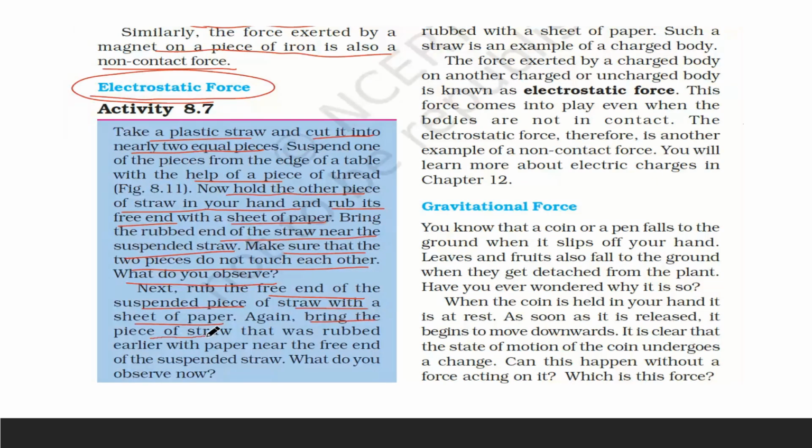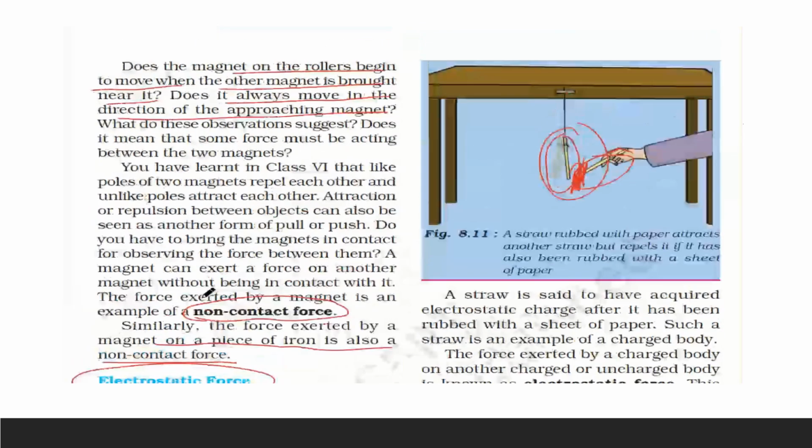Again, bring the piece of straw that was rubbed earlier with the paper near the freely suspended straw. What do you observe now? Now, what you are doing is suspending this with a thread. You are holding this in your hand, and you are rubbing this front part with a sheet of paper, and again you are rubbing this part with a sheet of paper.